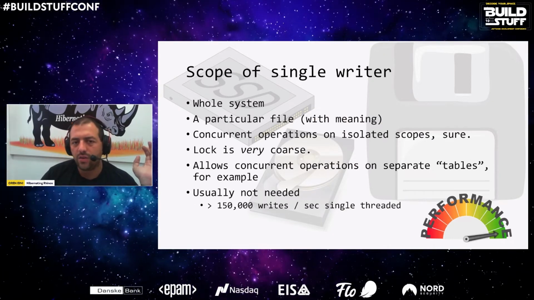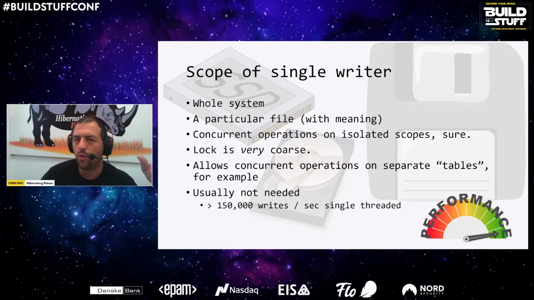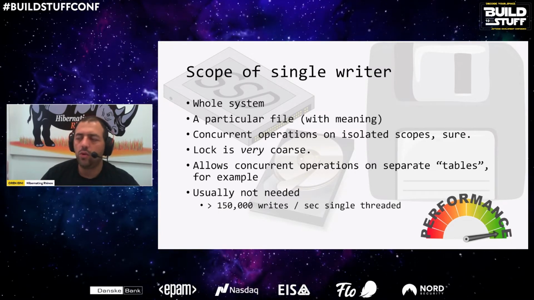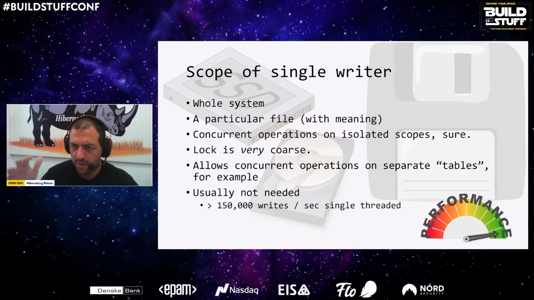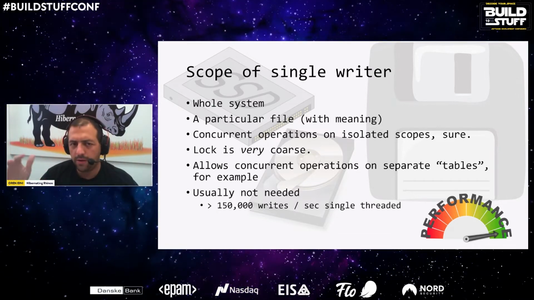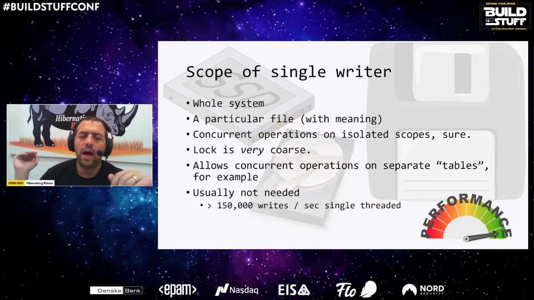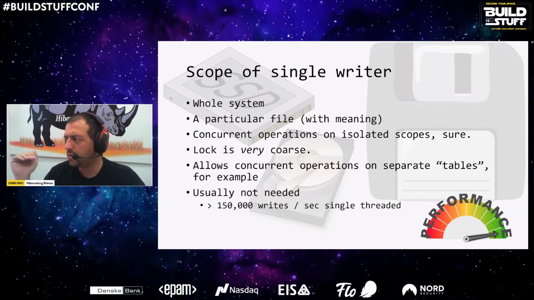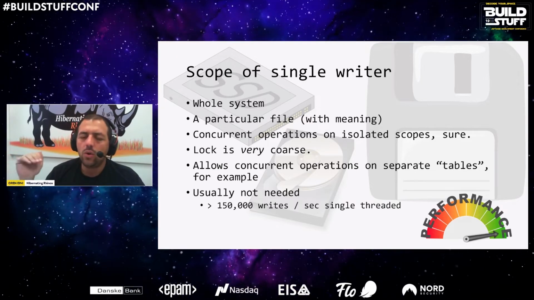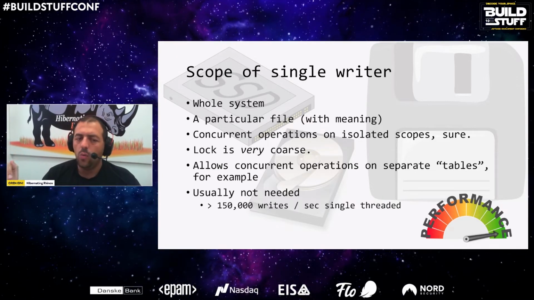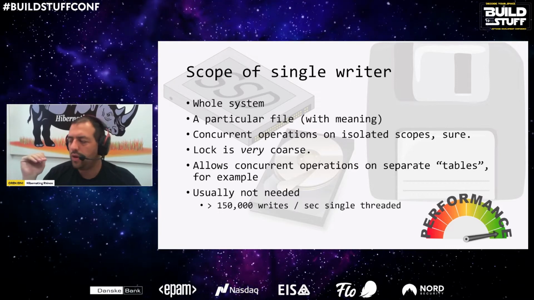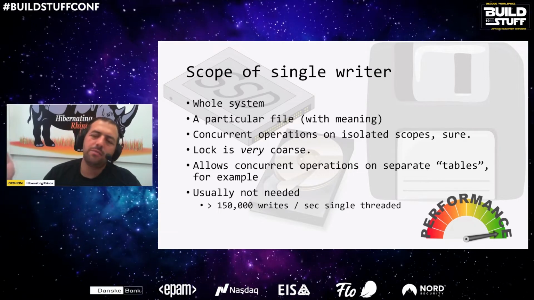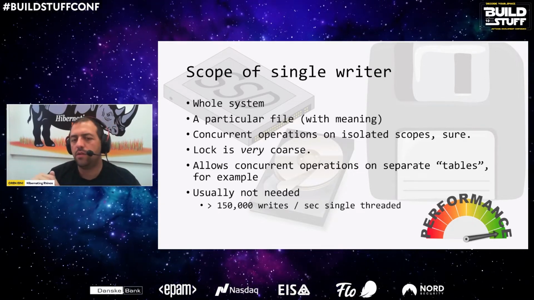So the question is, what is the scope of a single writer? You can have it on the whole system, on a particular file. This is when you have a file per file group or per table, something like that. The idea here is that you can have concurrency on those independent scopes, and the lock is very coarse, which means that you don't really need to manage the locks all that often. And that can be a huge benefit.